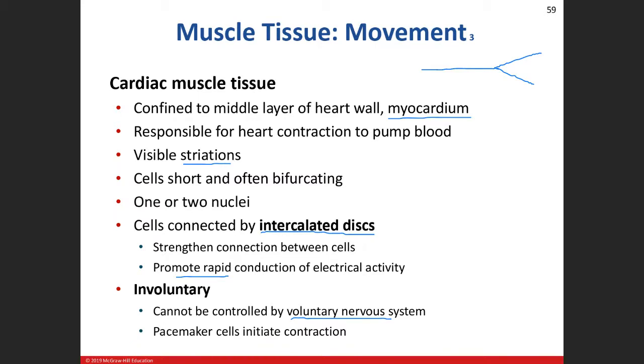And then we have a special cell inside of this tissue. It's called the pacemaker cell. It's not the pacemaker, which is the SA node, the sinoatrial node. That's different, but you have these special cells.